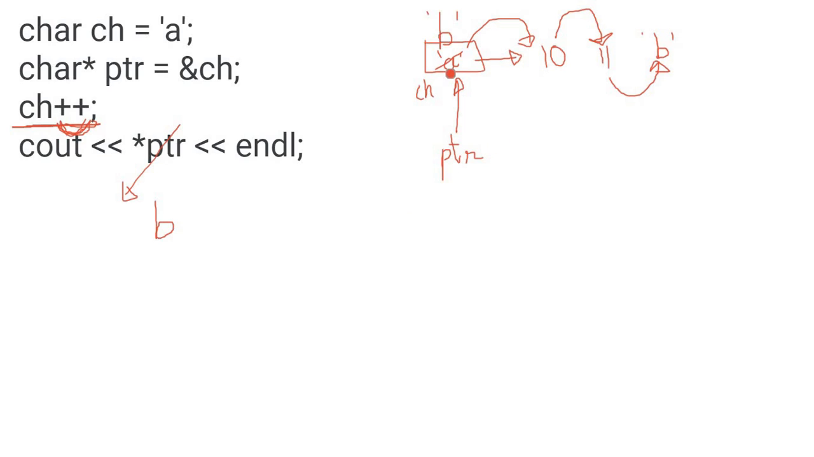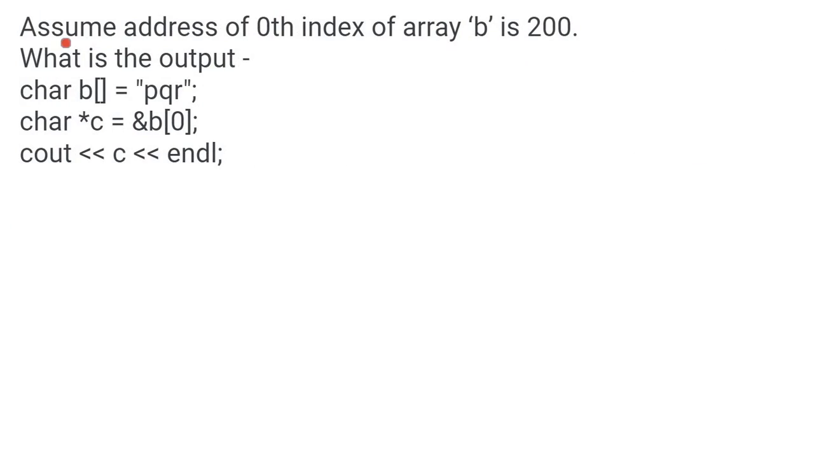Now, since ASCII values given to the alphabets are next to each other, without even remembering the ASCII values, we can remember that on incrementing A, on doing plus plus, we actually get the value B.